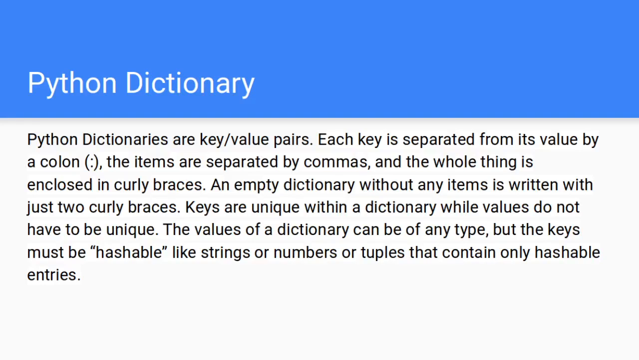The values of a dictionary can be of any type, but the keys must be hashable. Like we talked about before, it's a special immutable type that's not only immutable, but it also has to be hashable, so it's a pure immutable type. Things like strings or numbers or tuples that contain only hashable entries.